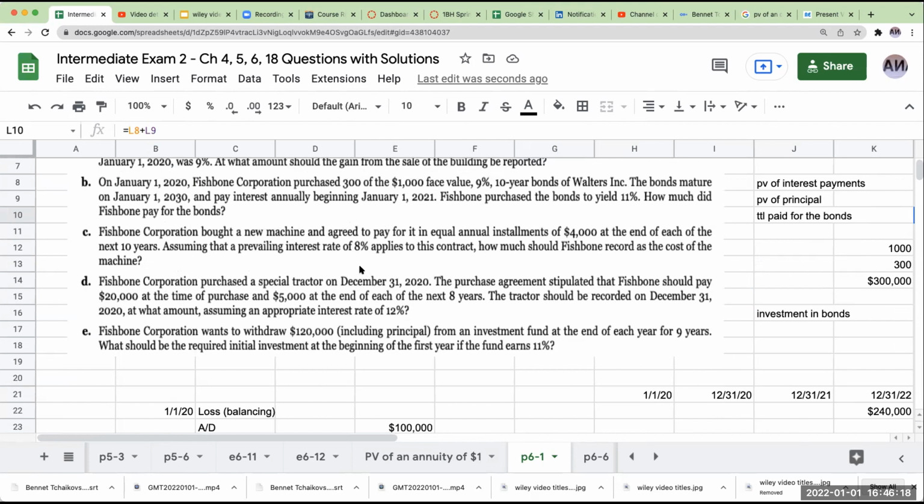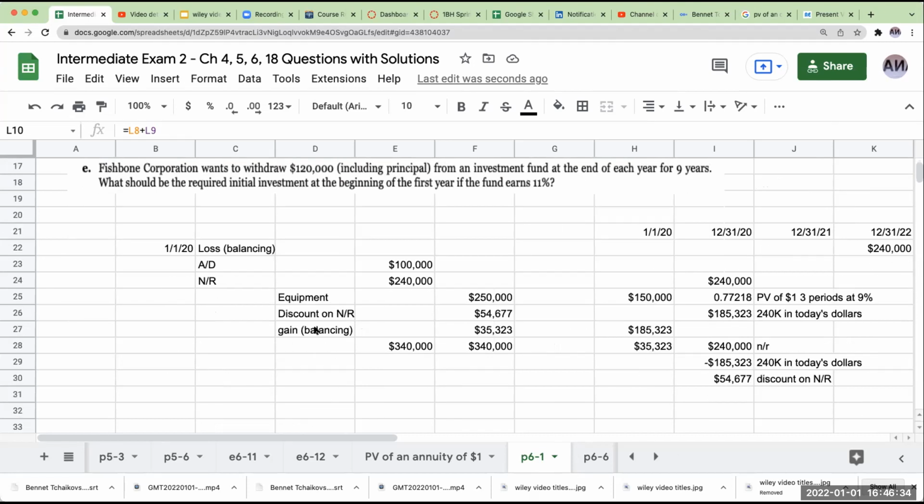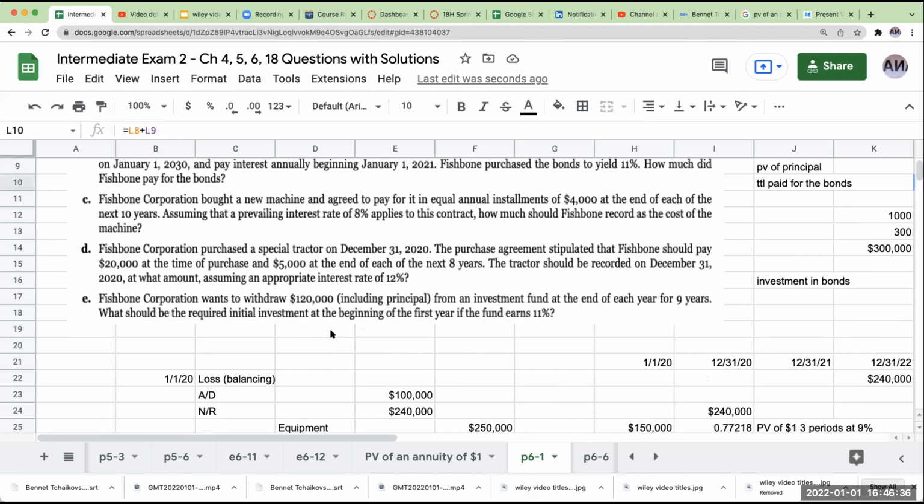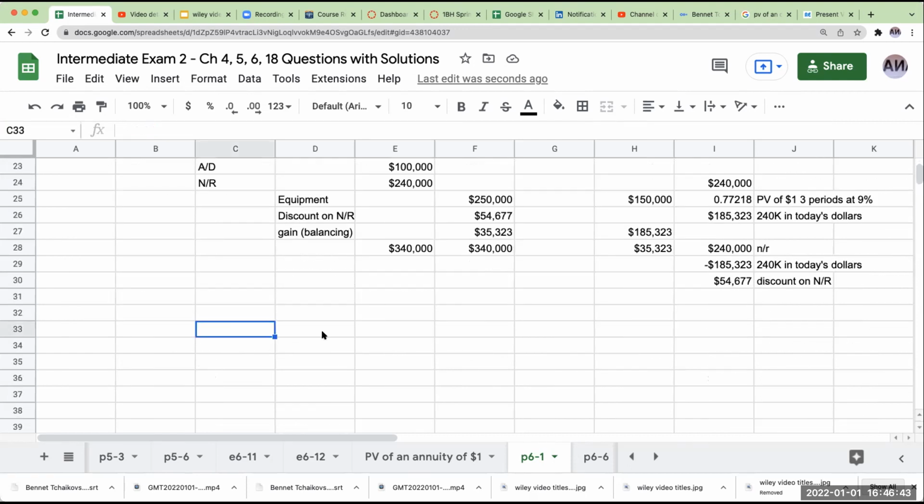Moving right along. Fishbone bought a new machine and agreed to pay for it in equal annual installments of $4,000 at the end of each of the next 10 years, assuming an interest rate of 8% applies to this contract. How much should Fishbone record as the cost of the machine? So I bought a new machine and agreed to pay equal installments of $4,000 at the end of each of the next 10 years. So we've got years 1 through 10.